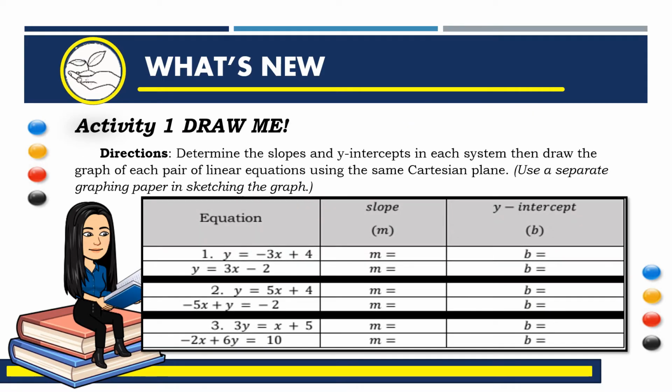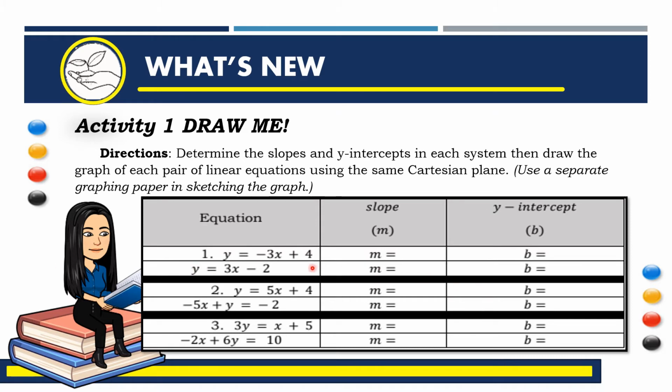Now, let's practice more. Activity 1, draw me. Directions, determine the slopes and y-intercepts in each system. Then draw the graph of each pair of linear equations using the same Cartesian plane. Kindly use a separate graphing paper in sketching the graph. So all you have to do is just to follow what we have done a while ago.